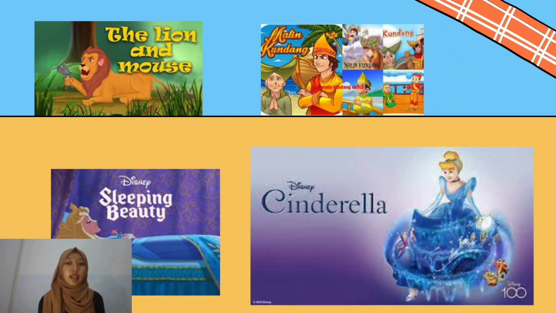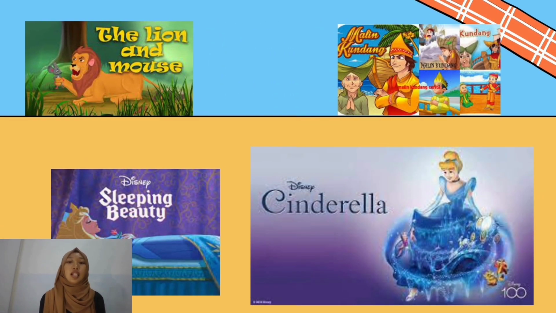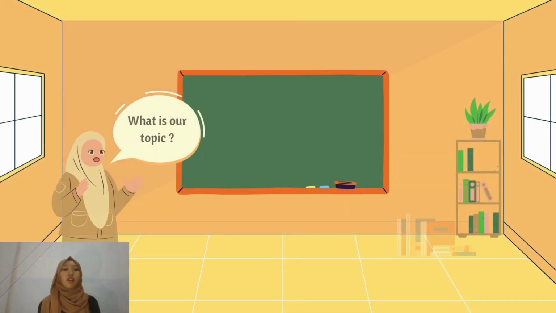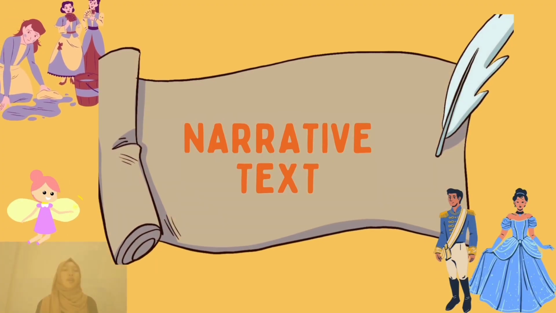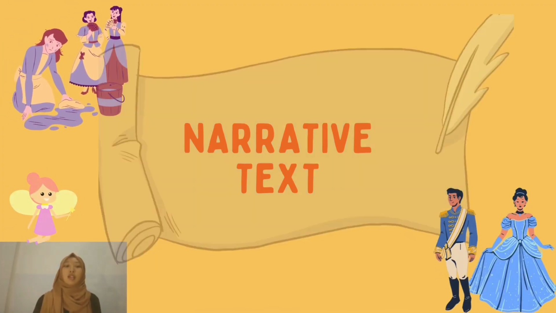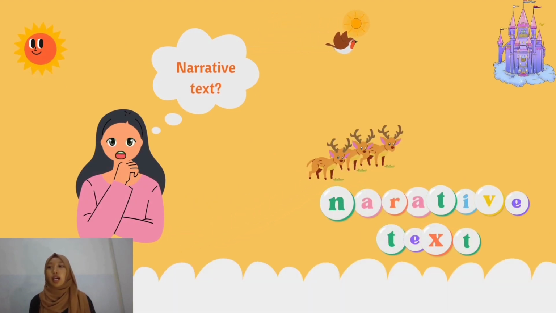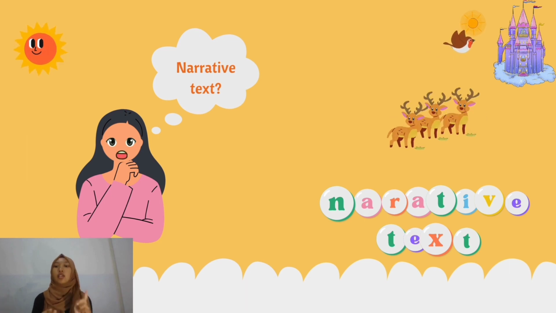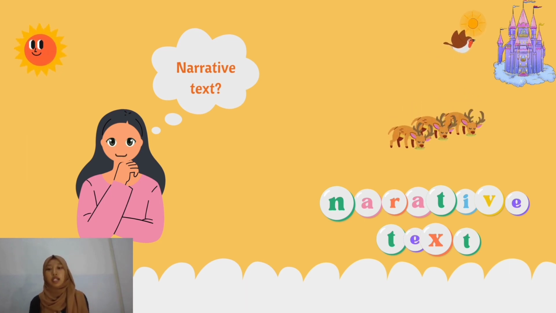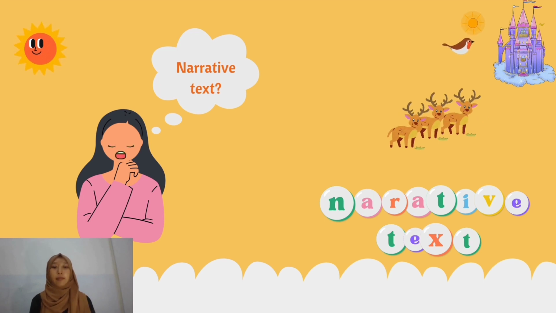Have you ever read stories such as The Lion and the Mouse, Malin Kundang, Sleeping Beauty, and Cinderella? These are all examples of the text that I will discuss in this video. So, from the examples, what is our topic today? Our topic is narrative text. In this video, I will discuss all about narrative text: the definition, the structure, the language features, the characteristics, and last, an example of narrative text.